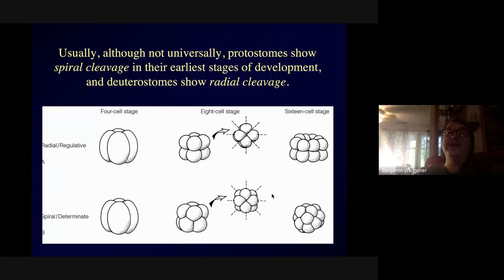You'll see this again when we talk about a major group of protostomes called the spiralia that shows this really well, and we'll come back to this.